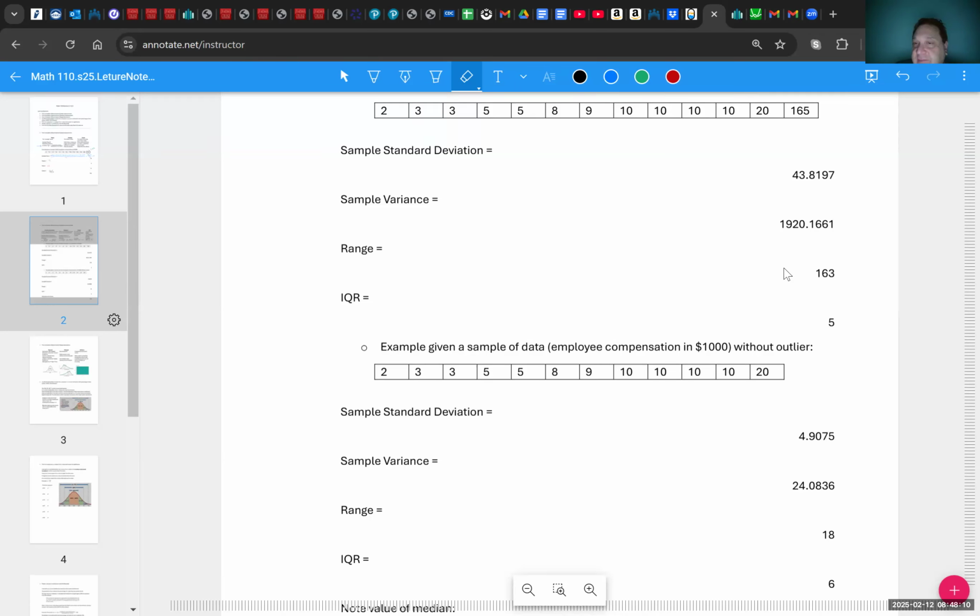Same with the variance. The variance was 1920, and now it's 24. So I'm not so concerned about what the numbers are specifically, but they changed dramatically. The range changed dramatically, 163 with the big number, and only 18 leaving that big number out. But the key thing is the IQR did not change very much. The IQR before was 5, and the new IQR is 6.